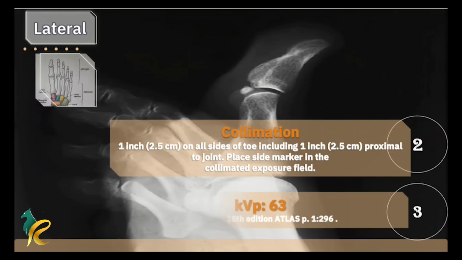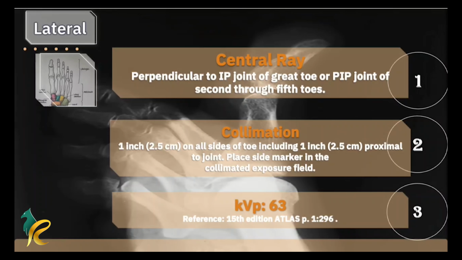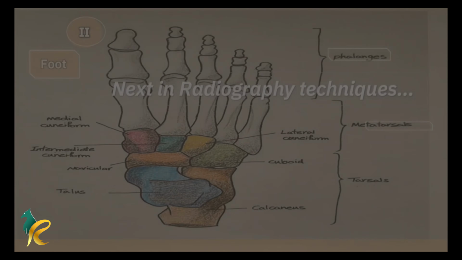Our central ray is perpendicular to the IP joint of the great toe or the PIP joint of the second through fifth toe, and our collimator is the same as any other toe technique, with our kVp being 63.